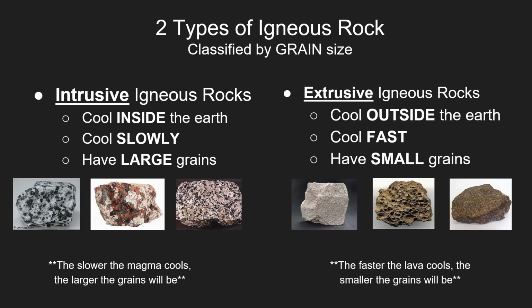So we've talked a little bit about intrusive and extrusive. Intrusive is inside the Earth, which means it's magma. It's cooling down slowly, so it's going to have large grains. Extrusive, on the other hand, is going to cool outside the Earth. It's cooling a lot faster, so it's going to have really small grains. Sometimes we don't even see any grains at all. So the faster it cools, the smaller the grain. The slower it cools, the larger the grains.